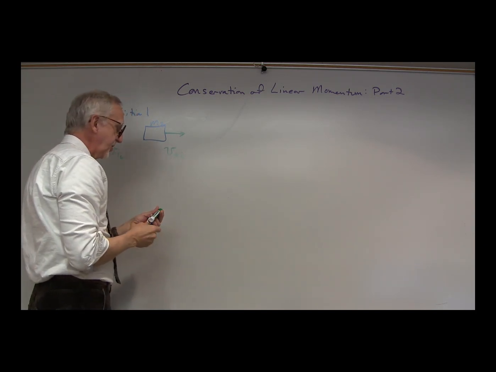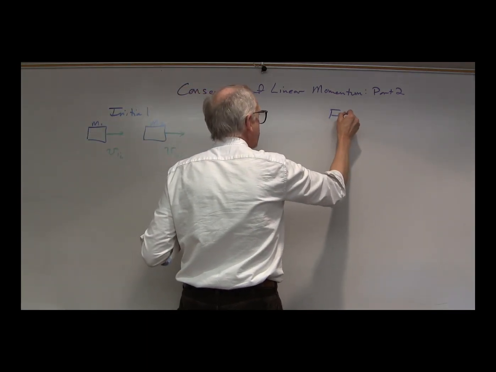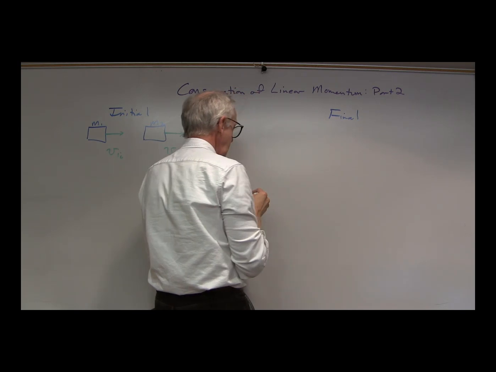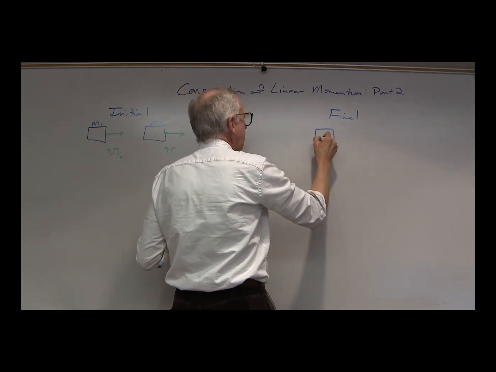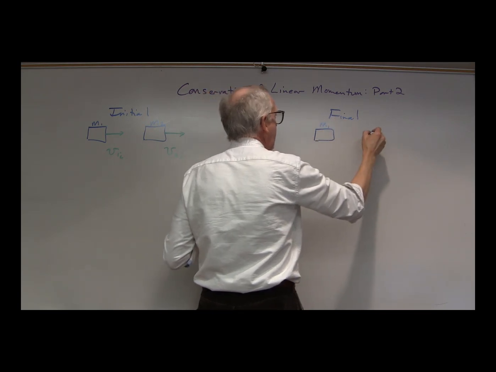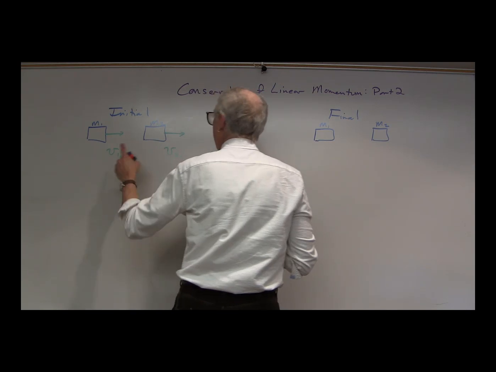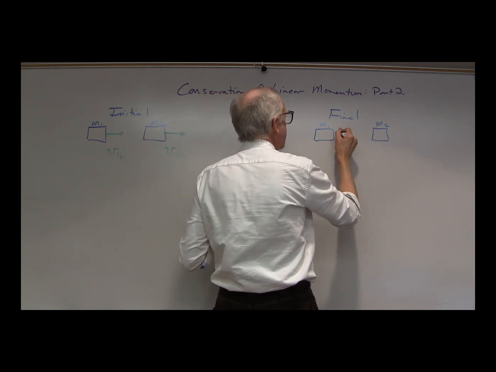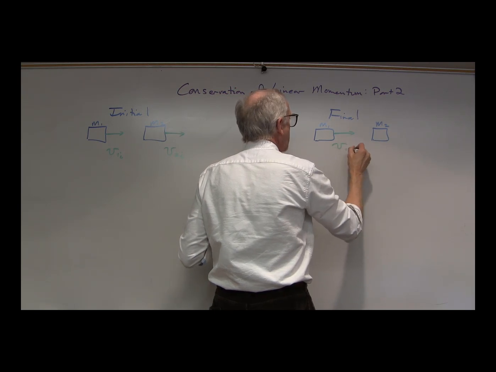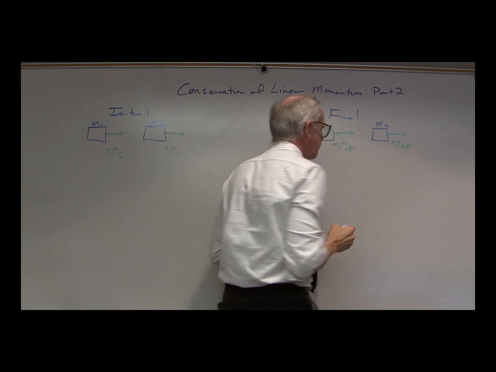And then after the collision, we have the final situation. And it's going to look a lot like the initial situation. We'll have m1 and m2. But now, rather than v1 initial and v2 initial, we will assume that the velocities are v1 final and v2 final. Okay.